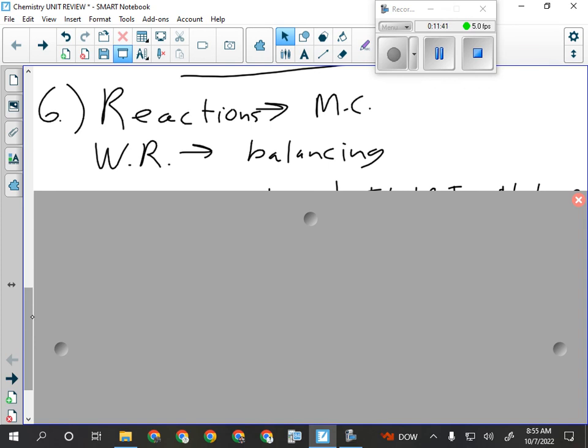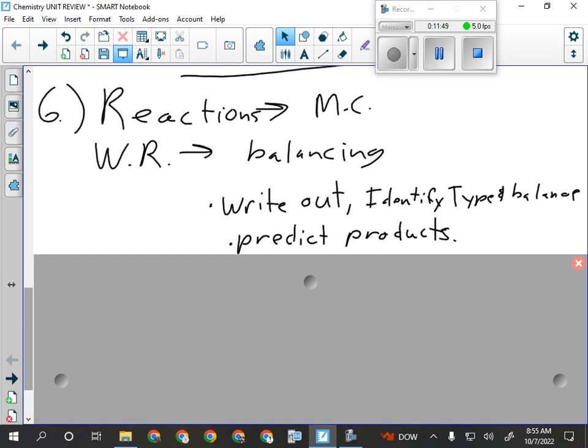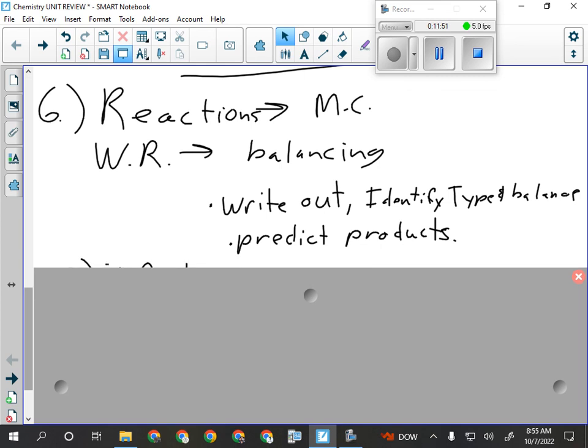So there are some balancing. I'll go over exactly how many here in a minute. And then there's some where you have to write out, identify, balance, predict products, all of that stuff is on there. Exactly the stuff that was on your reactions assignment.